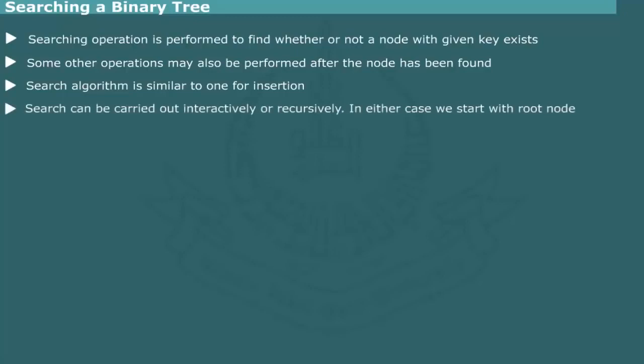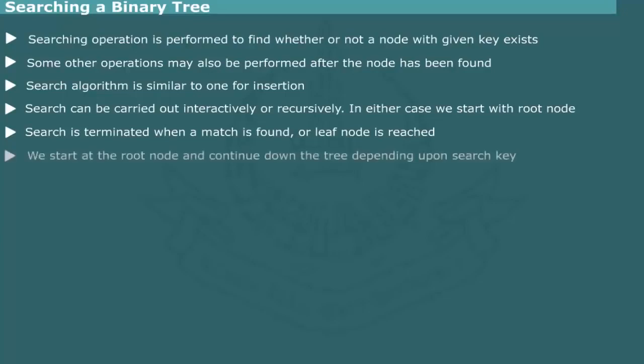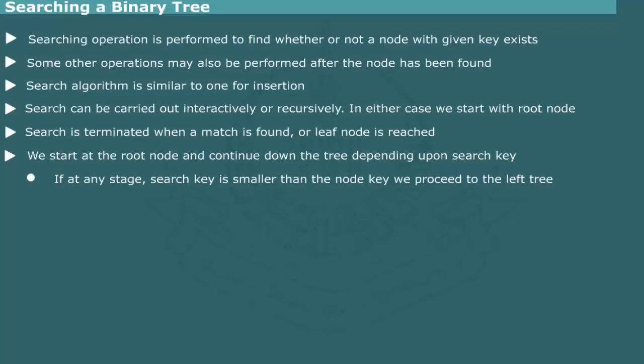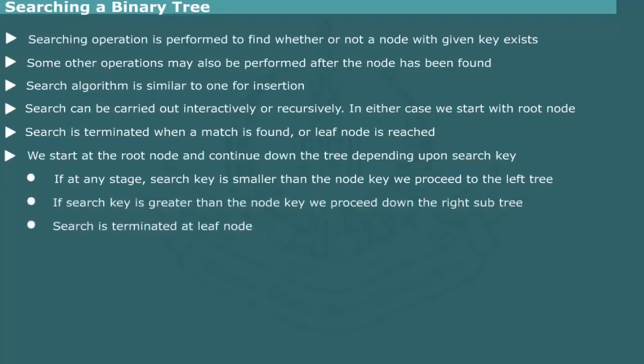The search can be carried out in an iterative or recursive way. In either case, we start with the root node. If the search key matches the key of the root node, the search process is terminated. Otherwise, we proceed to search the left or right subtree, according to whether the key is less than or greater than the node key. If at any stage the key matches the key of some node, the search process is terminated. If a leaf node is reached and no match occurs, the search process is terminated as unsuccessful.